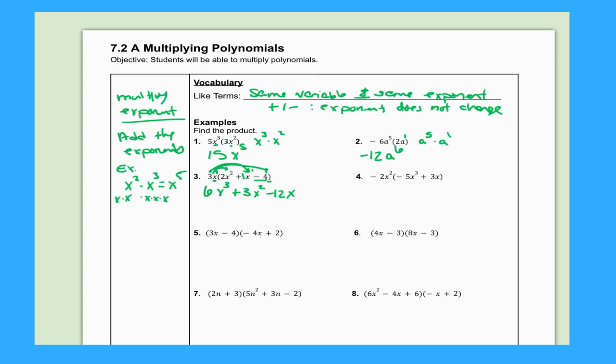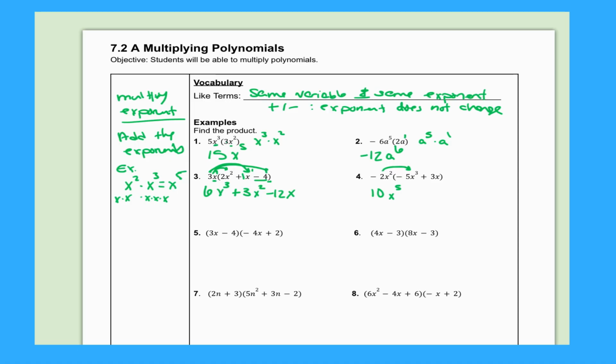Number 4, we have a monomial times a binomial. So I'm going to take that negative 2x squared, I'm going to multiply it by the negative 5x to the third. So I'll multiply my coefficients first. Negative 2 times negative 5 is 10. And then I'm going to multiply my variables, x to the second times x to the third. And remember, add those exponents, so x to the fifth.